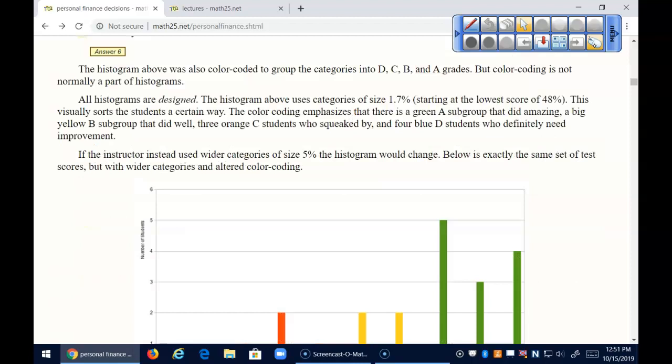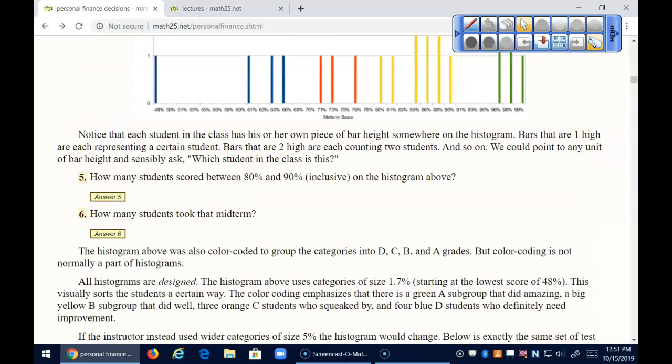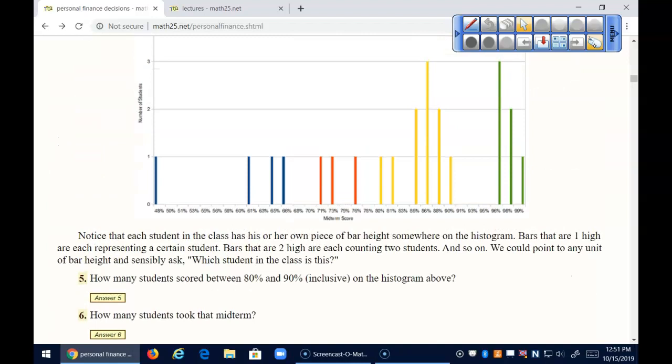So histograms are designed, the histogram above, each category is 1.7%, starting at 48. So it starts here at 48, and it's not quite 2%. It's 1.7. By making each category, and the official name in math jargon is bin, imagine you're sorting socks into bins or something, cleaning up your kids' playroom. If each bin is 1.7, that made the clumps look nice. You could really see, here's an A clump, here's a B clump, here's the C clump, here's the D clump, like that.